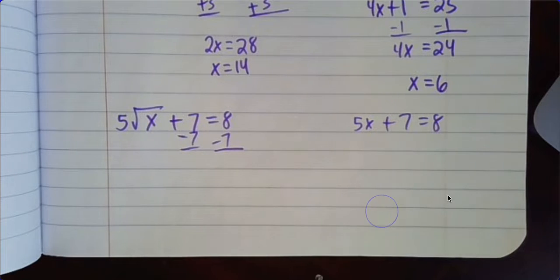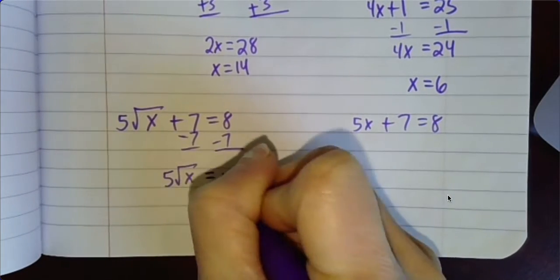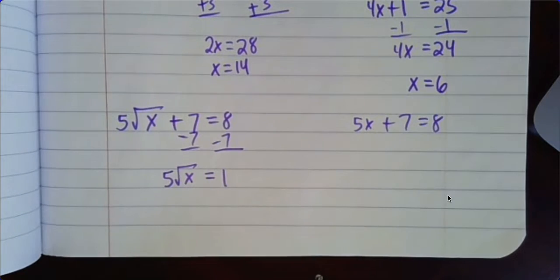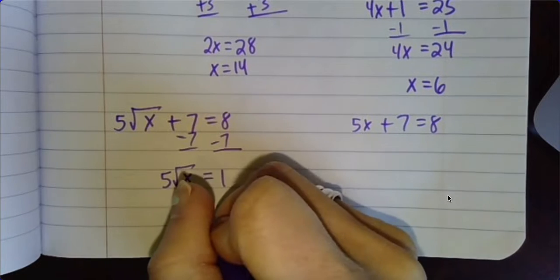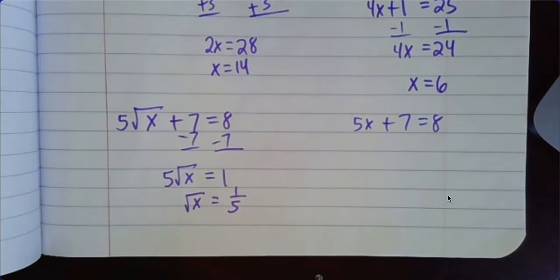Okay, here we go. So I subtract 7 and I get 5 square root of x equals 1. Then what? Divide by 5, because I don't have my square root by itself yet. So I have the square root of x is 1 over 5.